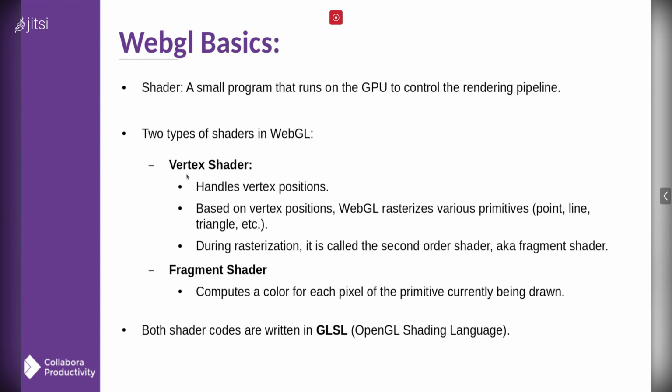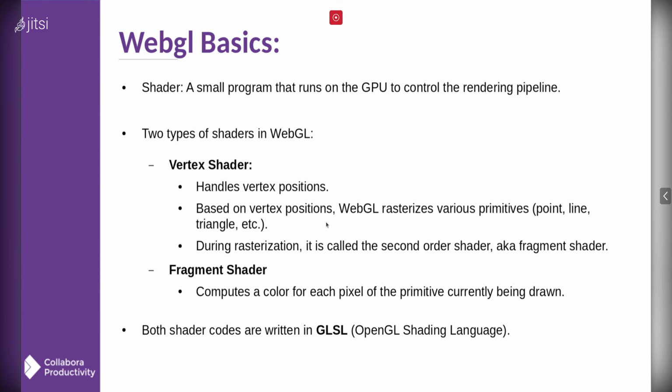What the vertex shader does is handle the vertex position. Think of it this way: when you are drawing something with pen and paper, you first draw the vertices, then you fill in the color. That's exactly what happens here. The vertex shader is just the vertex position. Every position is filled by the vertex shader.